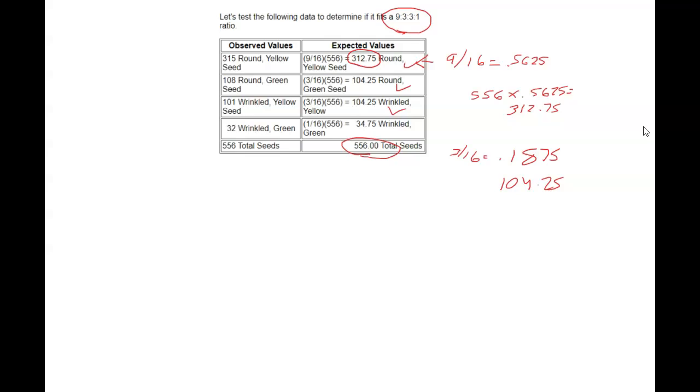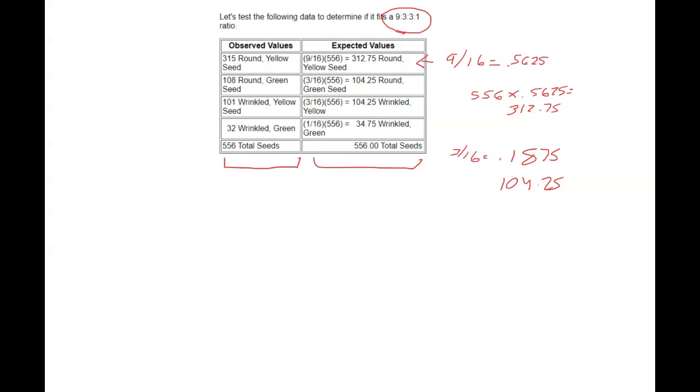Now, you can't have 34.75 wrinkled green peas, but this is a statistical test. The whole entire point of chi-square is we expect to get these values, but we actually got these values. Are these close enough to say that they're the same, or close enough that we can't say that they're different? So now we need to do the test.